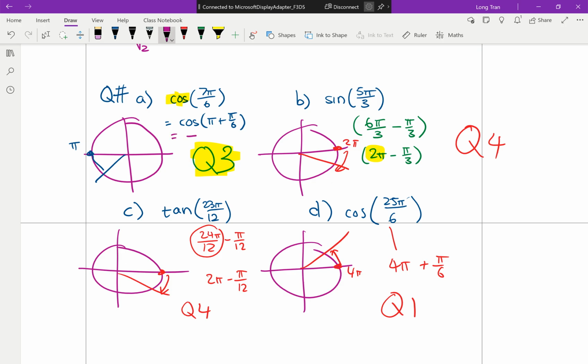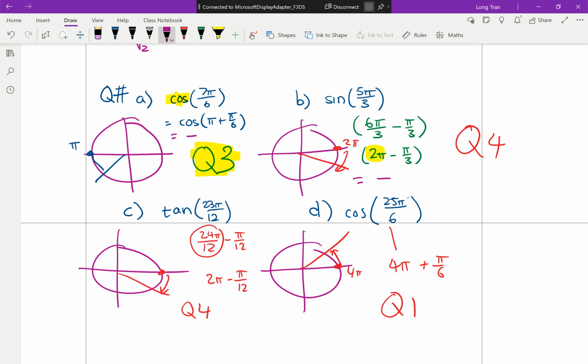Next one, sine. I'm trying to find the sine. So I found the position, now I'm finding sine. Sine is the y value. Is the y value in this region negative or positive? Negative. So you know the answer has to be a negative value. We'll work out what the value is later.